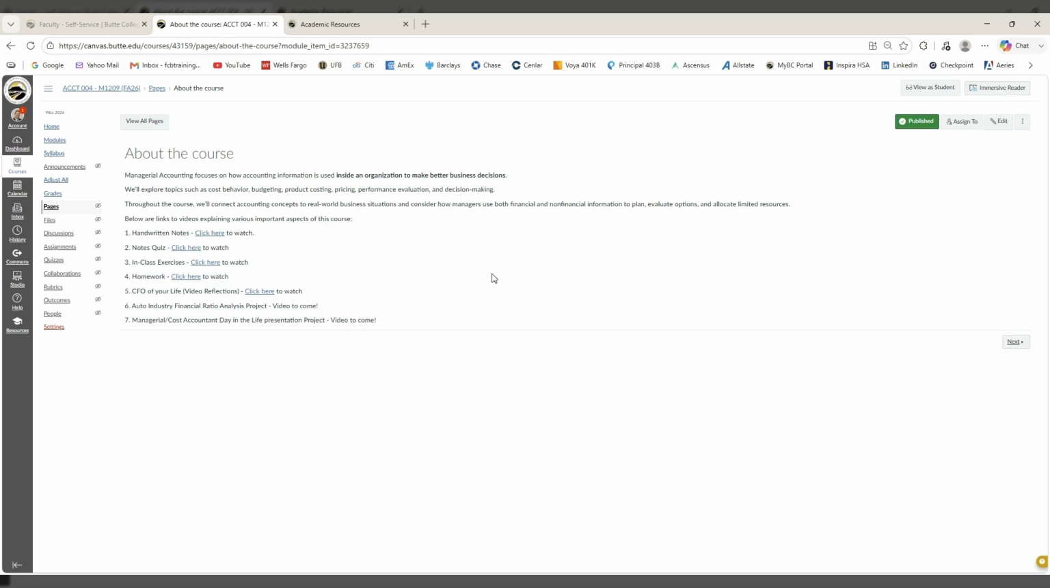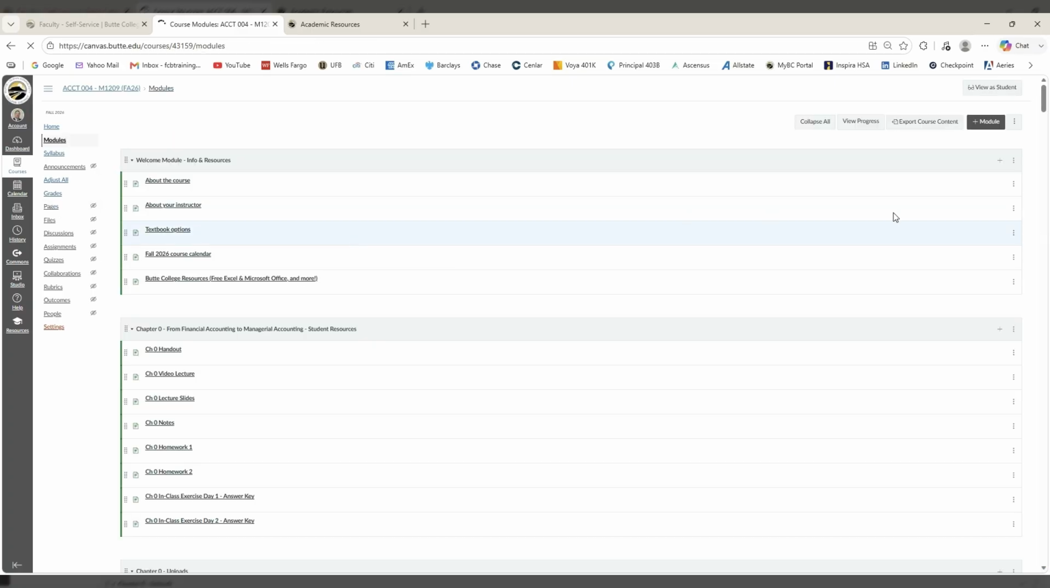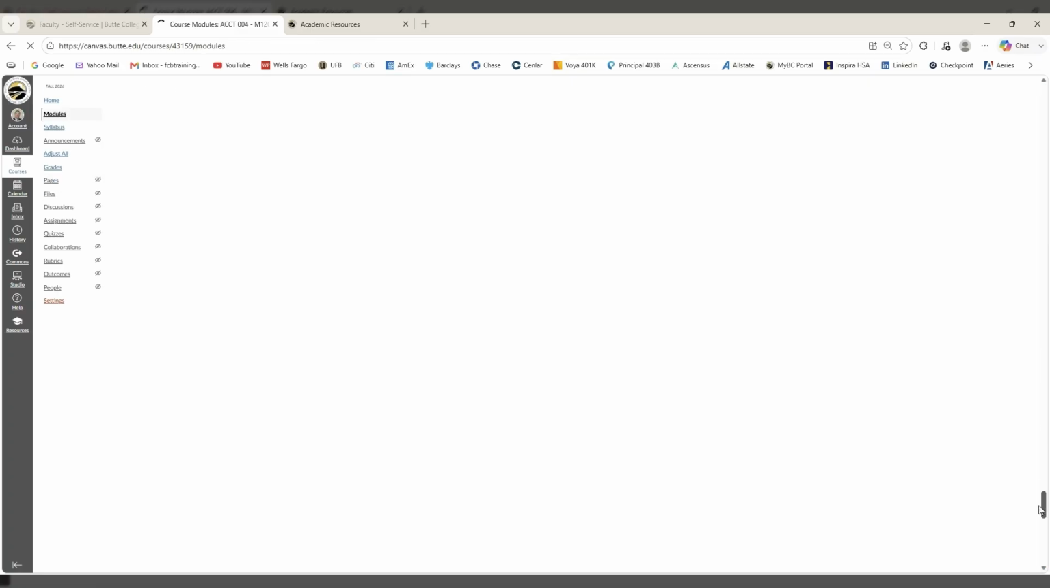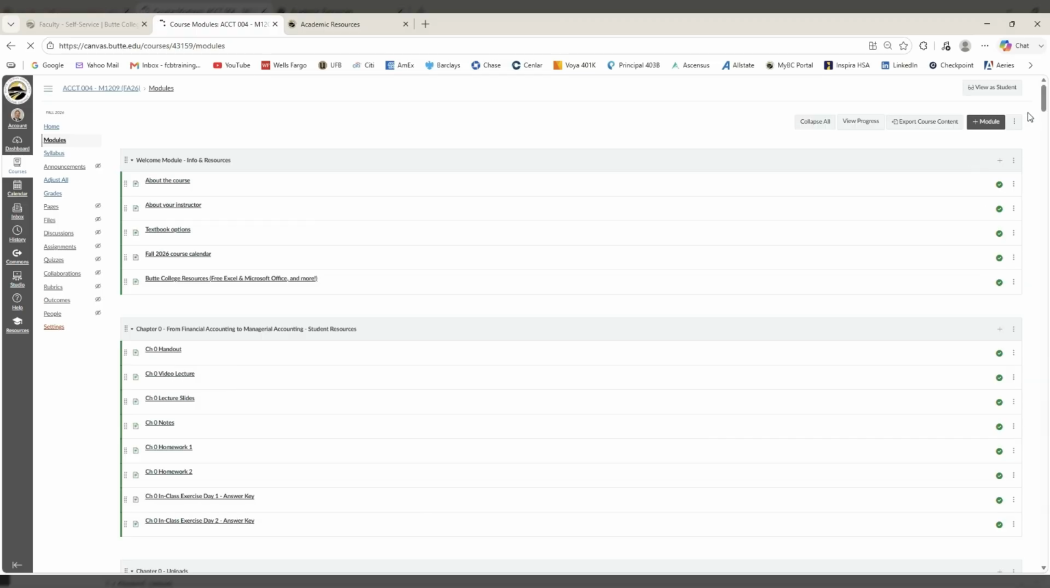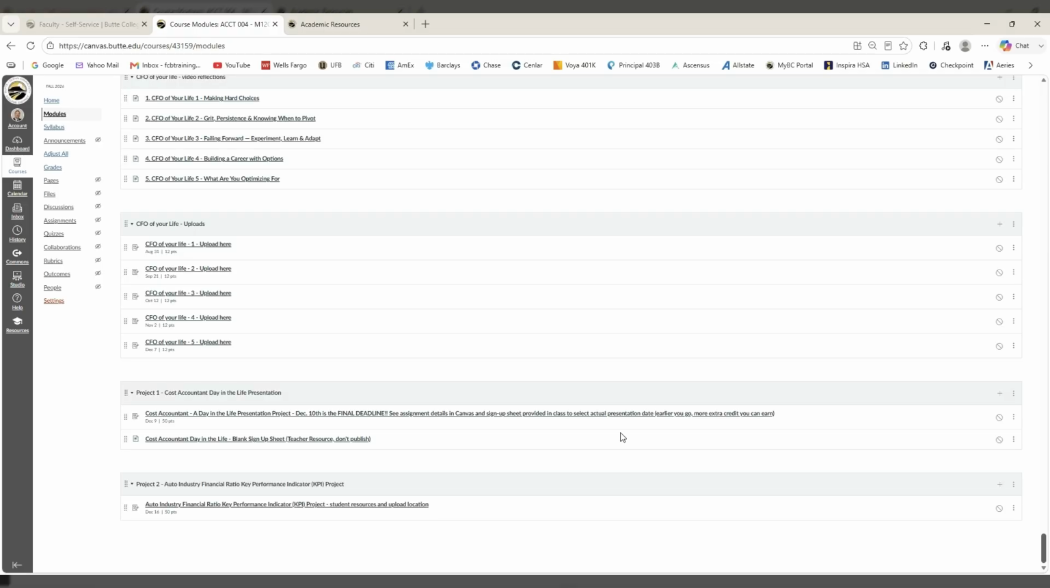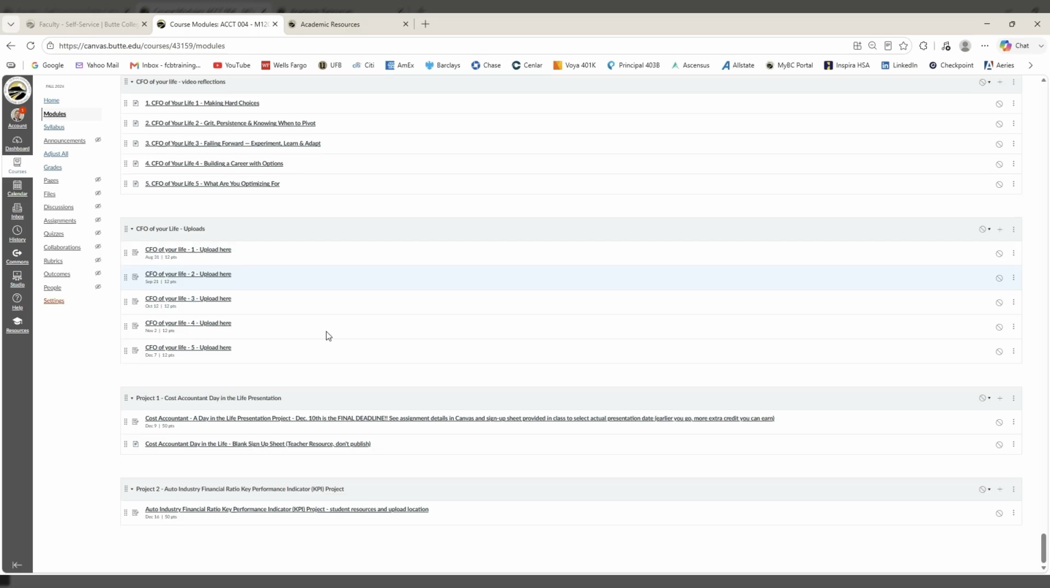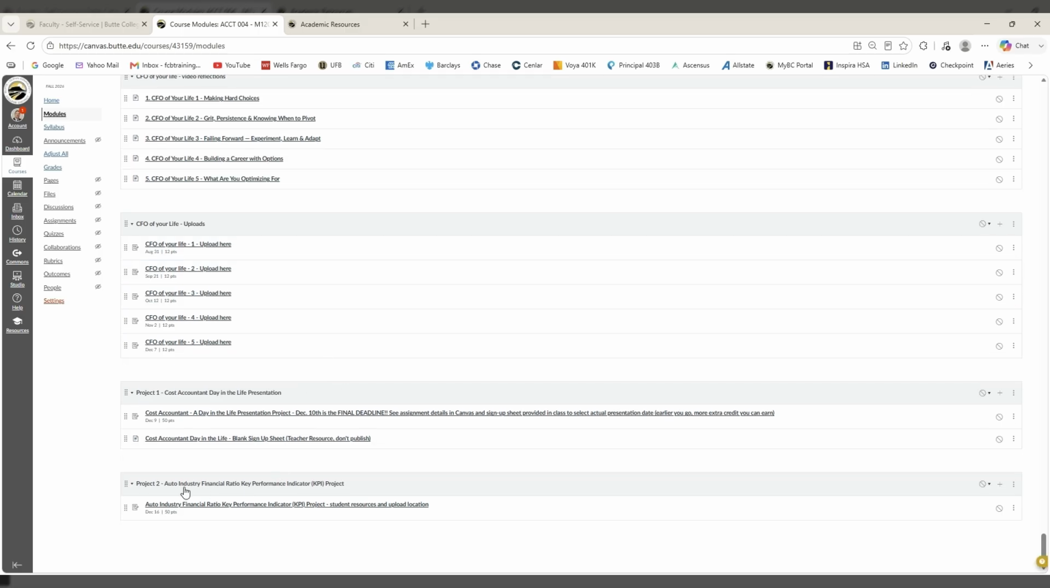Alrighty, so let's talk about the auto industry financial ratio analysis project. This is going to be one of two projects that we complete throughout the semester. I'm going to navigate to the modules page, and the information for this project is down here at the bottom of Canvas, our modules page. For this one, the auto industry, it's actually identified as project number 2.